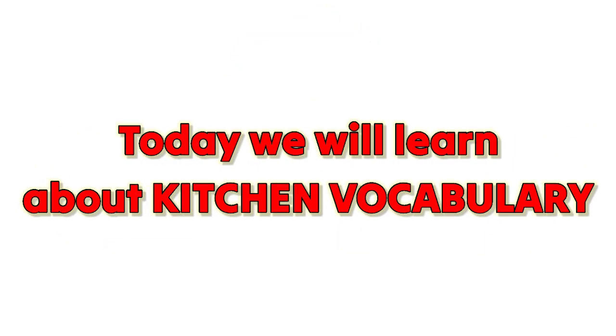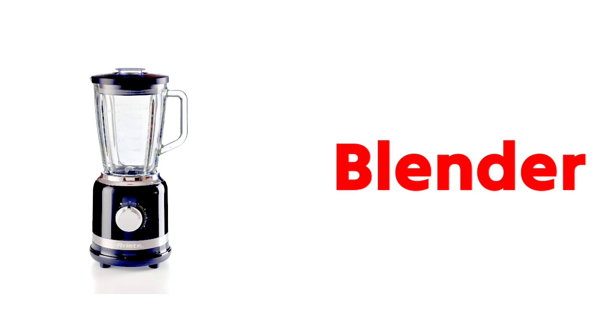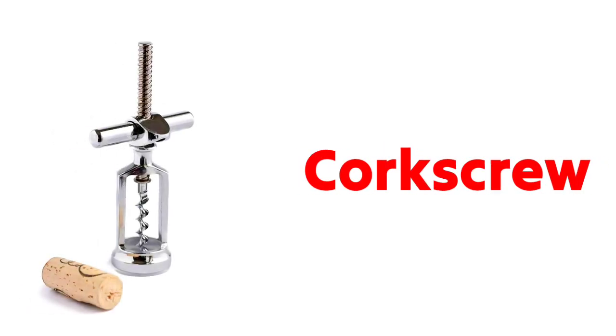Today we will learn about kitchen vocabulary. Apron. This is apron. Blender. This is blender. Bottle. This is bottle. Corkscrew. This is corkscrew. Bowl. This is bowl.